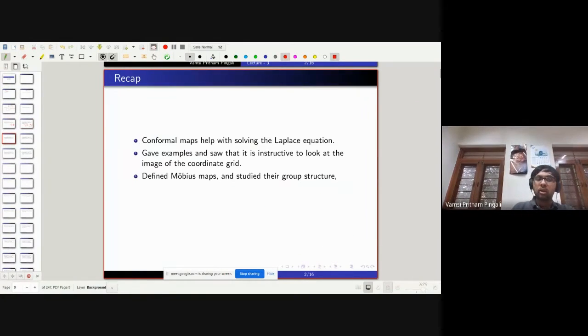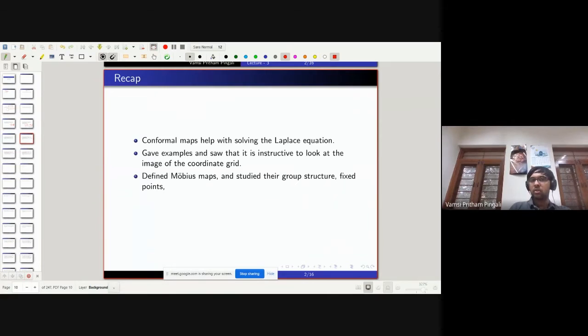We studied their group structure. In other words, you can compose Mobius maps and get a Mobius map. Mobius maps are invertible. Composition is associative. You have the identity map, so they form a group. Moreover, I said this: every Mobius map can be written using translations, rotations, scaling, and inversions.